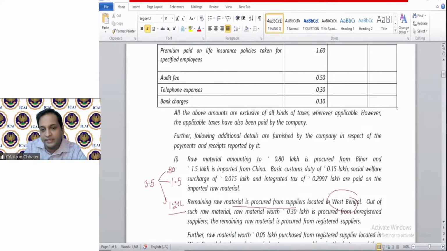Out of such raw material, worth rupees 0.30 lakh is procured from an unregistered supplier. So here there is an unregistered supplier, rupees 0.30 lakhs. The remaining raw material is procured from a registered supplier. So I can say the remaining raw material will be 0.90 lakh. That will be from registered.